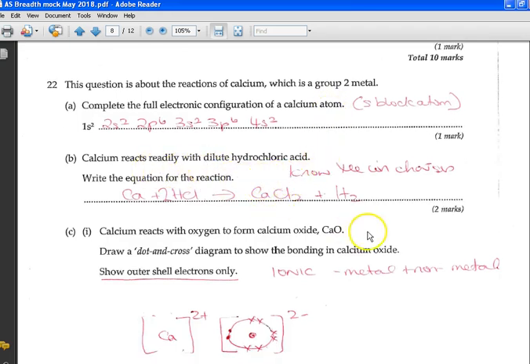Calcium reacts with dilute hydrochloric acid. Only write the equation. This is a metal plus an acid. You should know this reaction. Again, it's very straightforward. You always get a salt plus hydrogen. But of course, you need to recognize that calcium forms 2+. So we need 2 chlorides to go with our calcium ion, and a number of you got that wrong, and then you need to balance that.